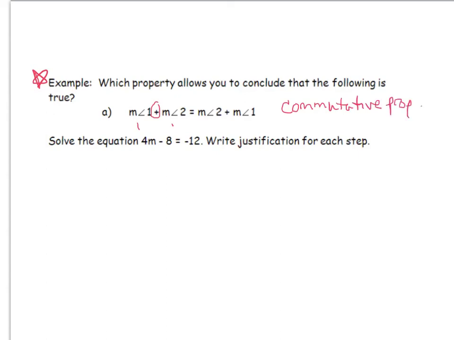Okay? The next one says solve the equation and then justify each step. Well, solve this like you would algebraically. What's the first thing that you would do to solve for m? Okay, hopefully you said you'd add 8 to both sides. When I add the same thing to both sides, which property is that? That is the addition property.